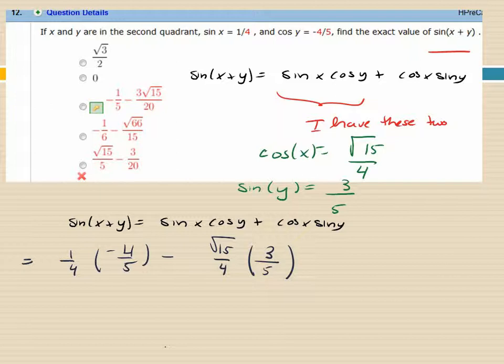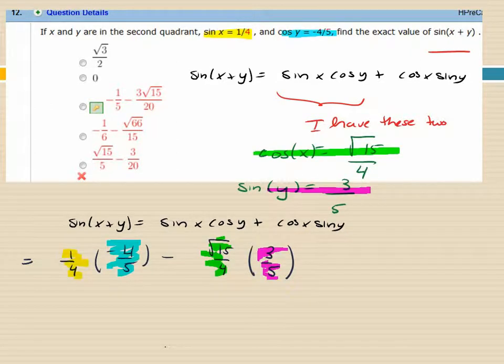I know this, I know this. Why is it minus here? Well, that's a really important question. It's because they told me that, oh, I guess they didn't tell me. Oh yeah, they did tell me. They told me x and y are in the second quadrant. In the second quadrant, cosine's negative. So that's why this is negative. And I filled in by color where each of the things came from. That came from the yellow, this came from the blue, this came from the green, and this came from the pink.